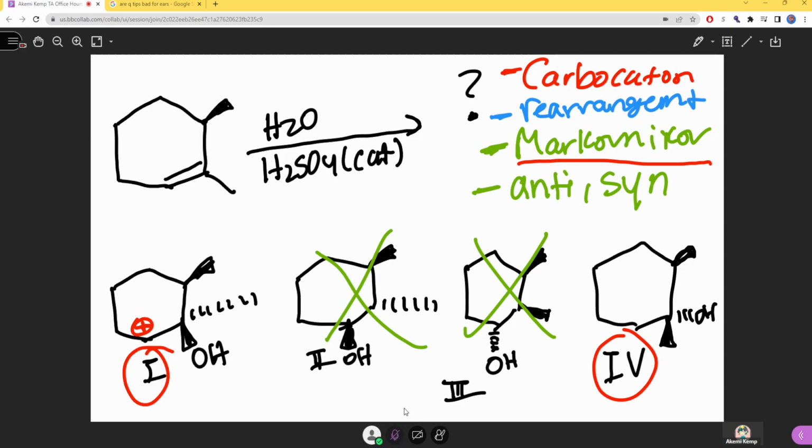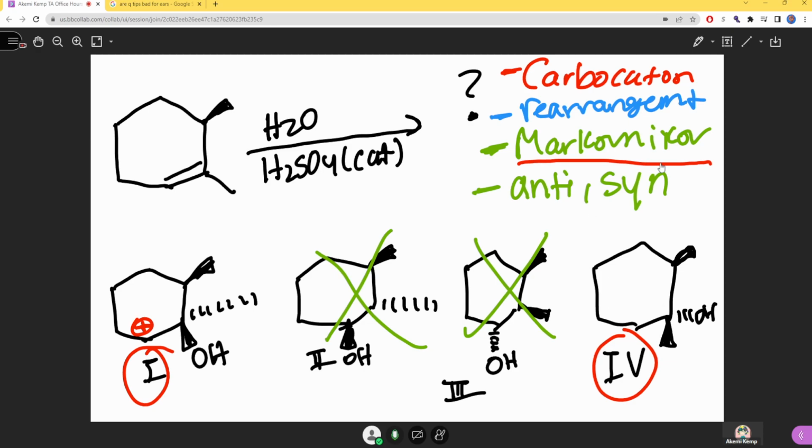So if it was anti, it would be trans still. Anti means trans. So let's say it was only anti, then the answer choice would be 4 because the OH is anti to that methyl. We have a methyl on the wedge there. So the stereochemistry that we're going to be added on is based on the wedge attached to that methyl.